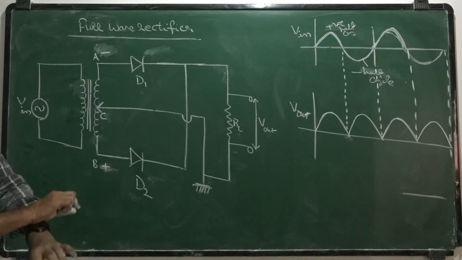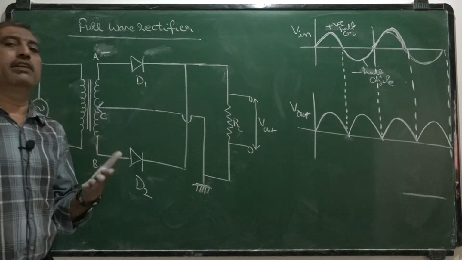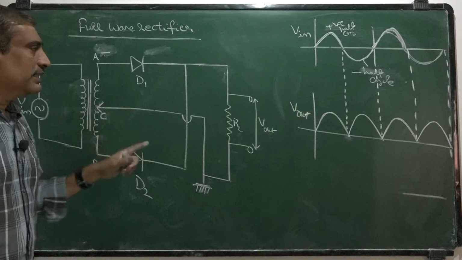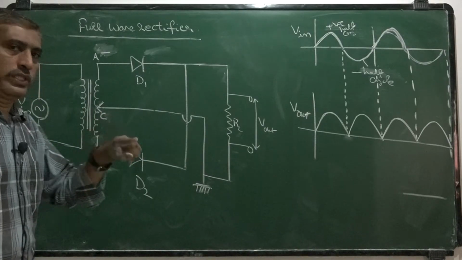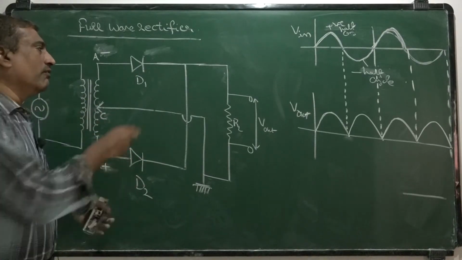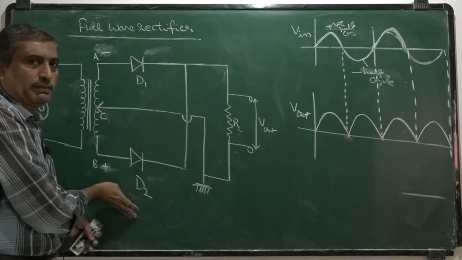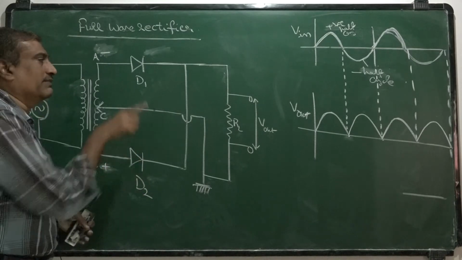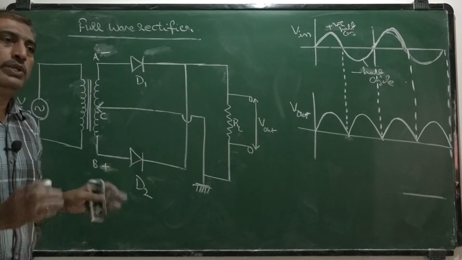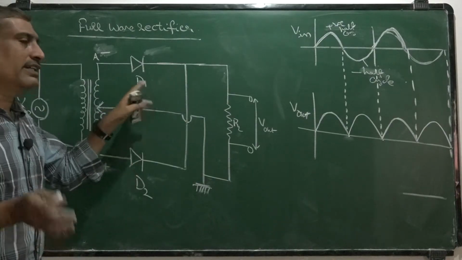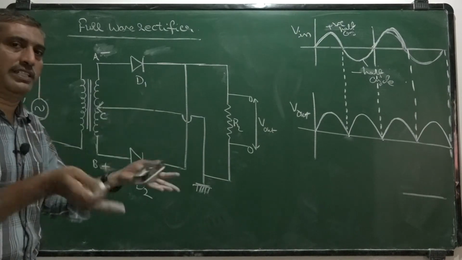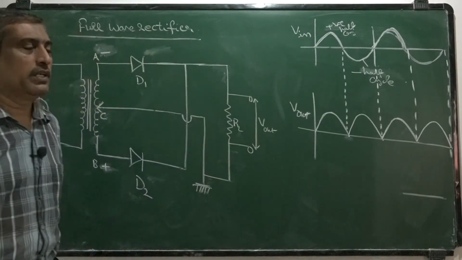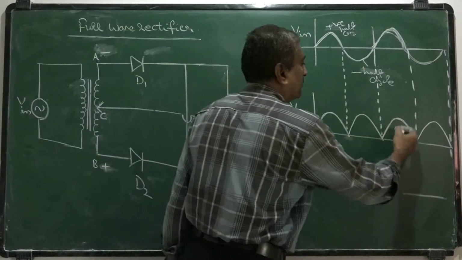The simple thing to remember is that in a half wave rectifier we use a single diode, and in a full wave rectifier we use two diodes connected like this, so that during one half cycle one diode is in forward bias and the other is in reverse bias. During the negative half cycle, the second one is in forward bias and the first one is in reverse bias. So during both half cycles, one of the diodes will conduct, and we get an output voltage across this load resistance. So the output will be like this.